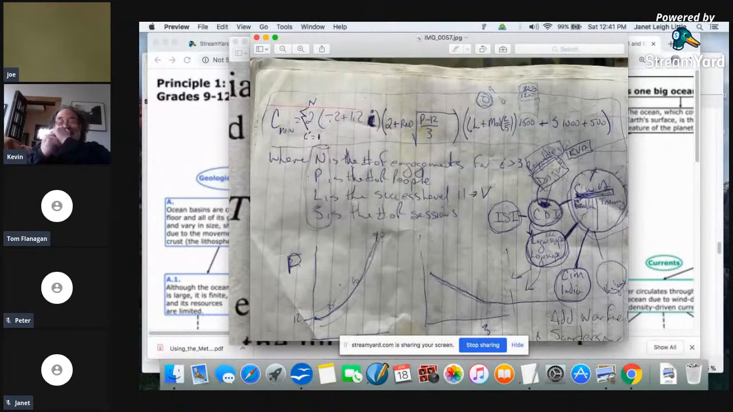And then L here, can you see the cursor? Yes, I can see it. Okay. So here, L is the success level, which goes from 2 to 5. That's a Warfield success level.